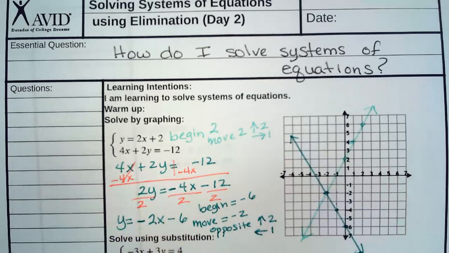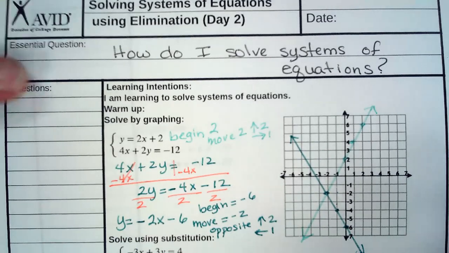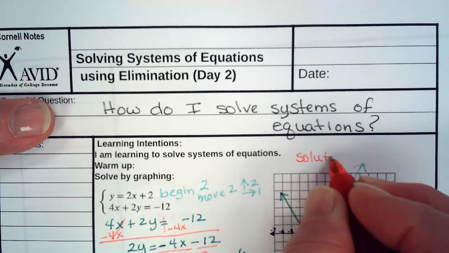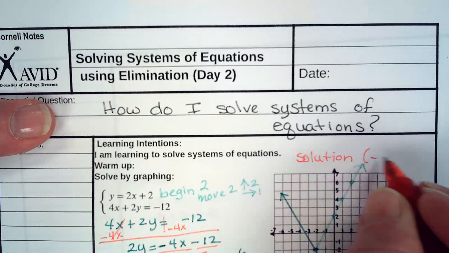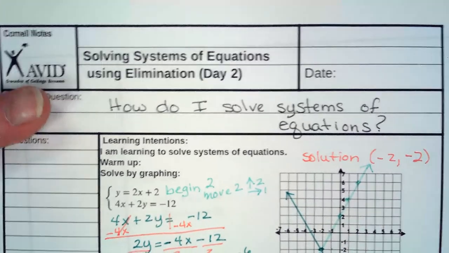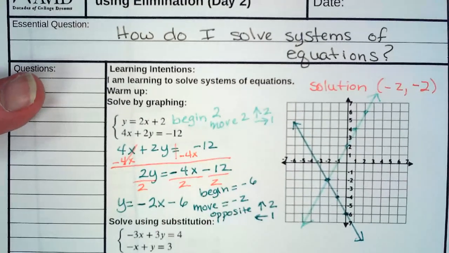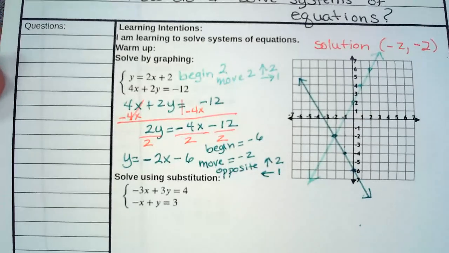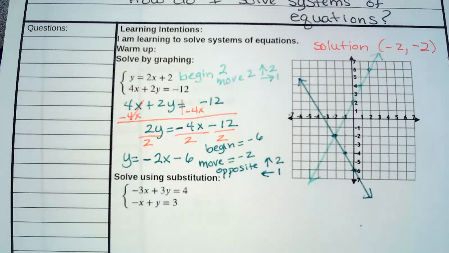You can see the point of intersection. The solution is -2, -2. So that's how you solve by graphing. If it's not in slope-intercept form, you have to convert it. And then if you can't move the way we normally do, we do it totally opposite. For the next one, we're going to solve using substitution.